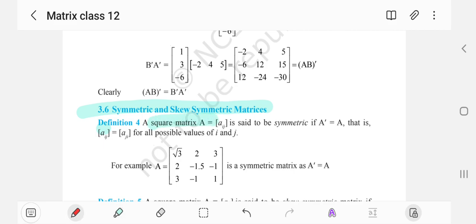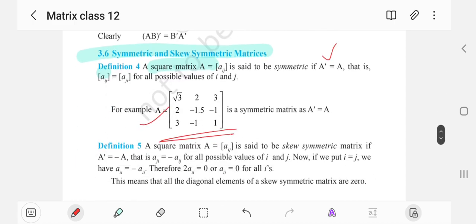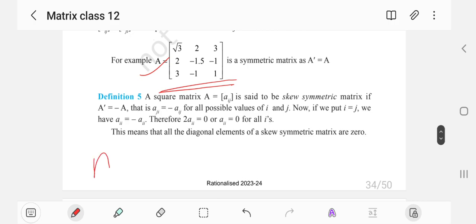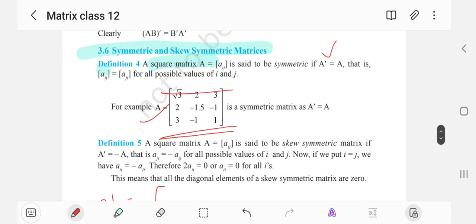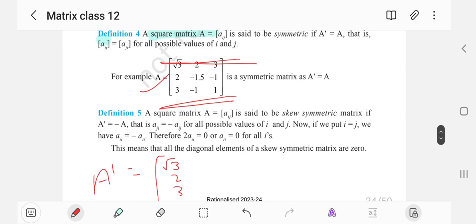So I have explained to you the definition of a symmetric matrix. A symmetric matrix is one in which the original matrix is the same as the transpose matrix. Here is an example also. In this example, let me transpose this matrix. What will be A transpose? This row will become a column, that is root 3, 2 and 3. This row will become a column, that is 2, minus 1.5, minus 1. This row will become a column, that is 3, minus 1, 1.